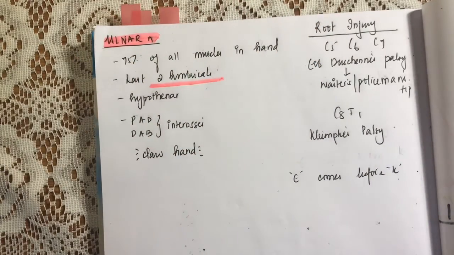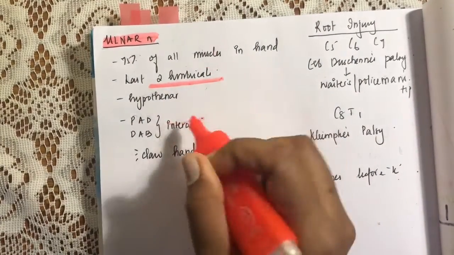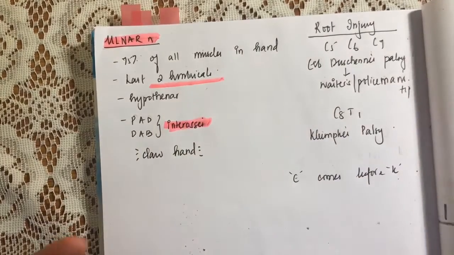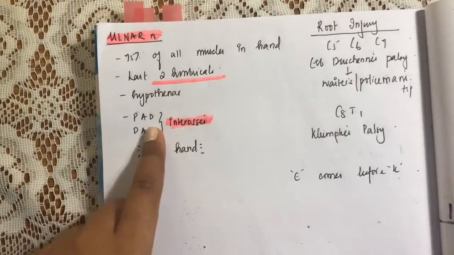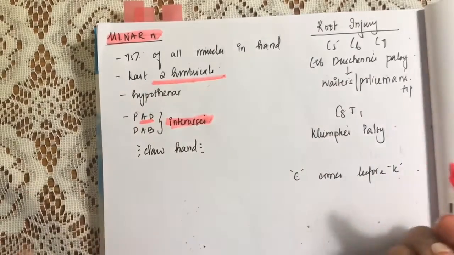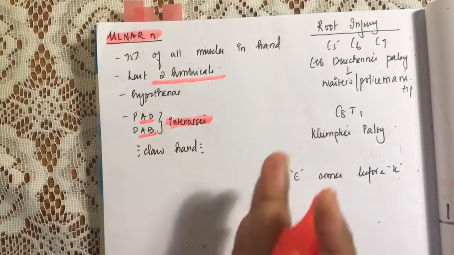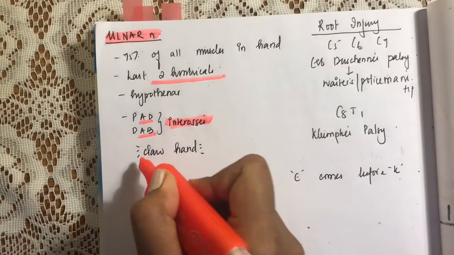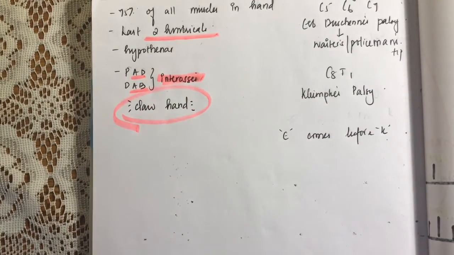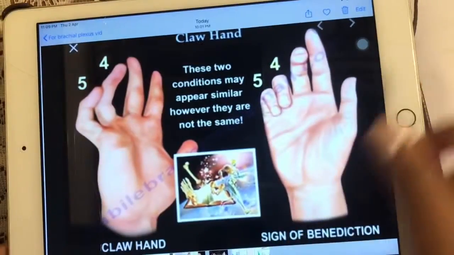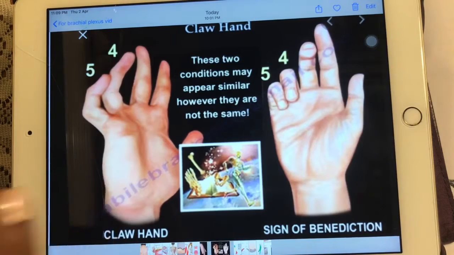Another thing is it supplies the interossei, very, very important. There is a palmar and a dorsal interossei. Palmar interossei adduct, so PAD, and dorsal interossei abduct, so DAB. There is the ulnar claw hand. I showed you that picture before, and I told you not to confuse between that. So this is the hand of benediction, this is the claw hand, this is the ulnar claw hand.